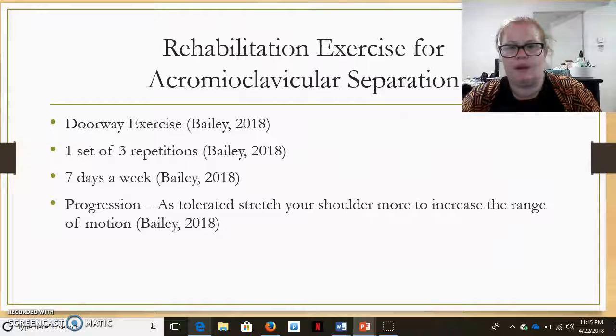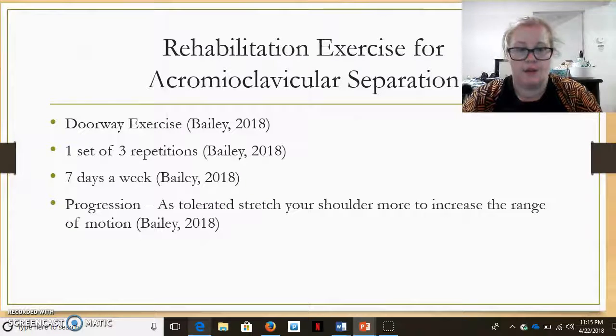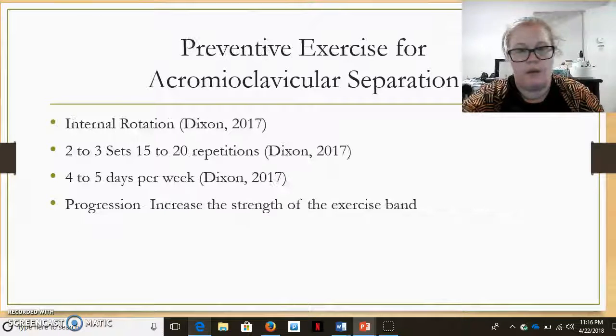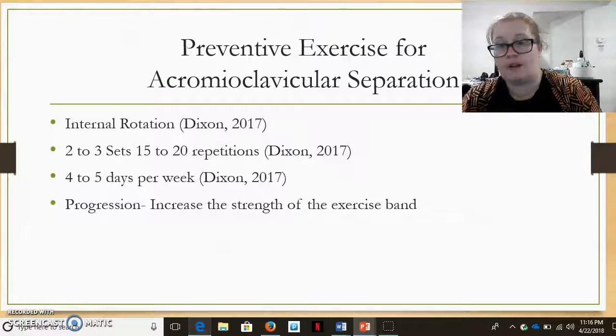The second rehabilitative exercise is called a doorway exercise. You're going to do 1 set of 3 repetitions, 7 days a week, and then the progression is as tolerated, stretch your shoulder more to increase the range of motion. So the weighted pendulum, I have a video on that on YouTube.